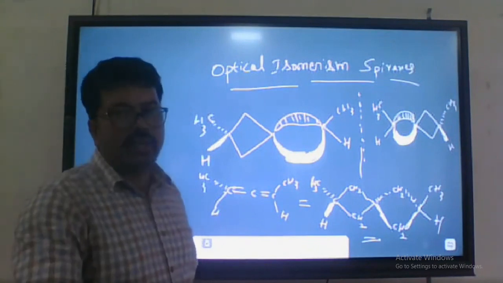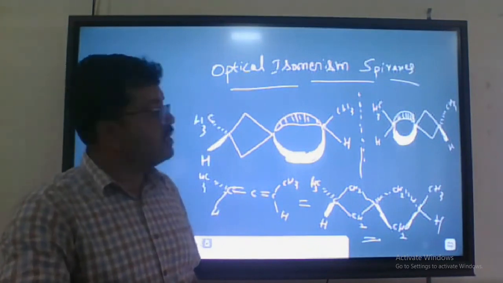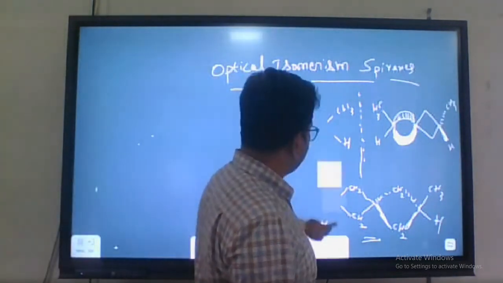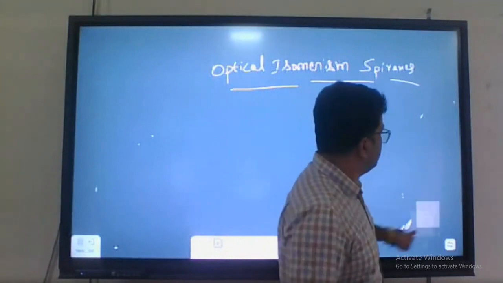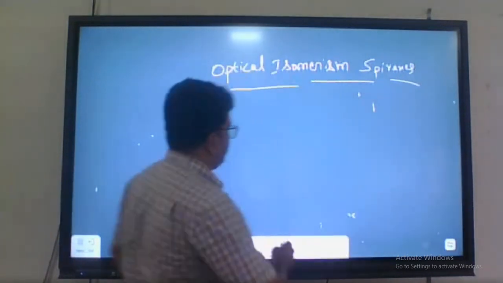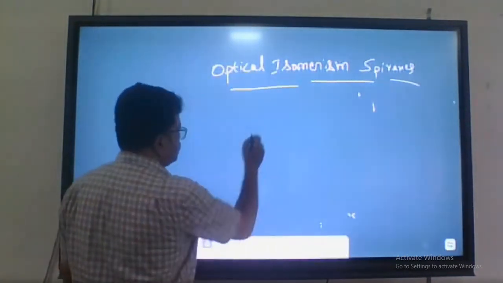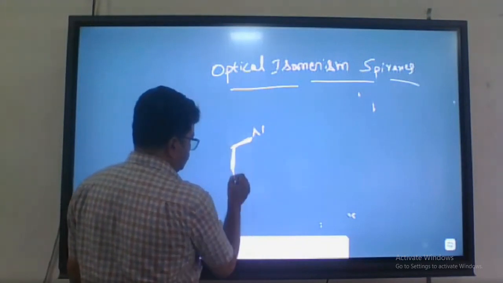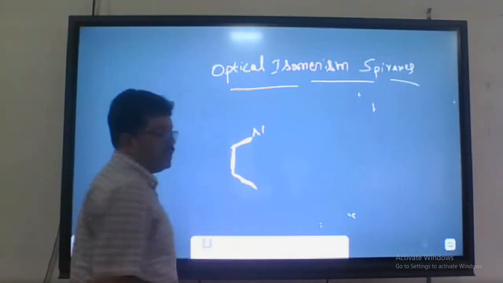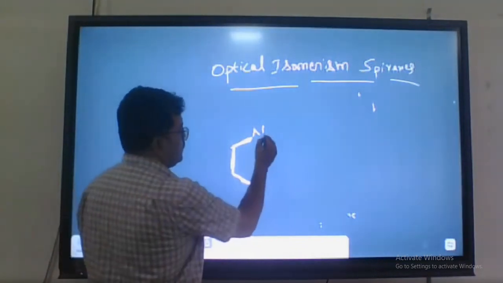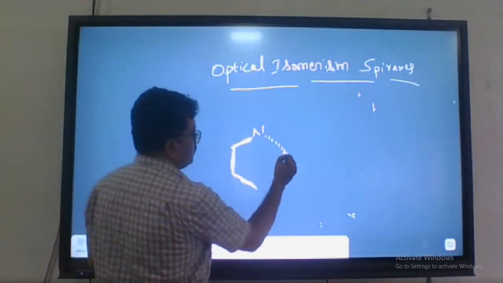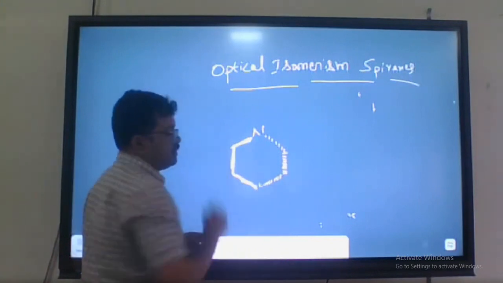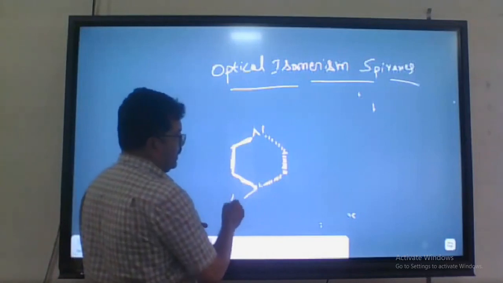Next, for spiranes, I already told you about nitrogen containing ones. I will show one example: nitrogen containing spiranes. So this is nitrogen containing.